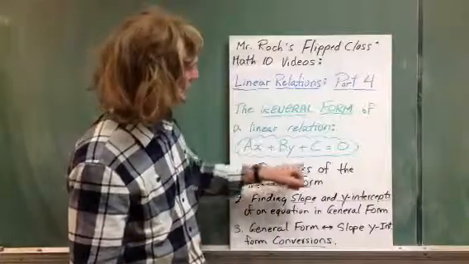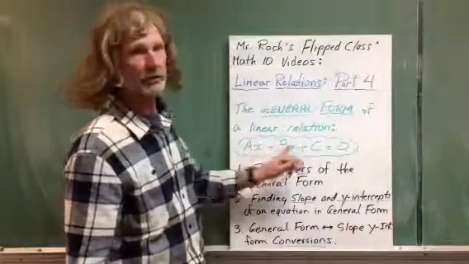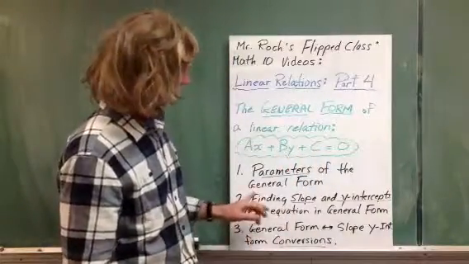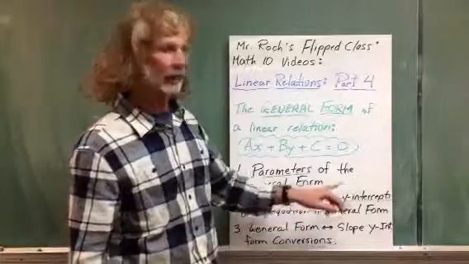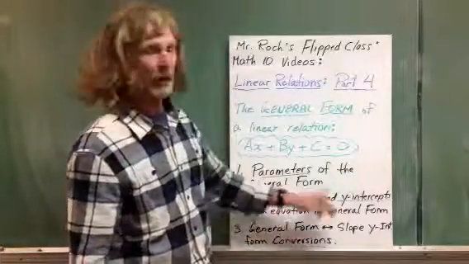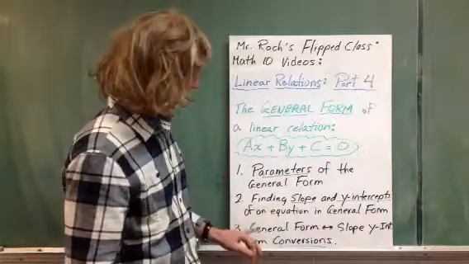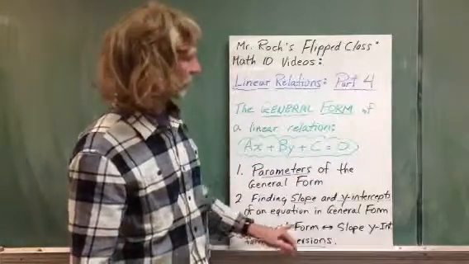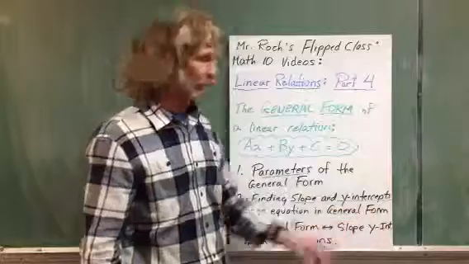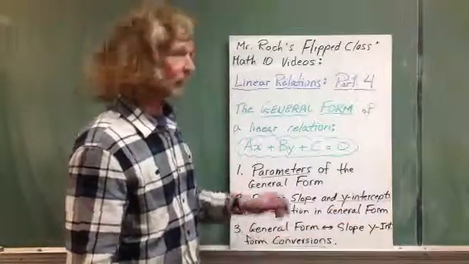First, we're going to be talking about the parameters of the general form. There are certain restrictions to a, b, and c. Secondly, we're going to be finding the slope and the y-intercept of an equation written in the general form. And third, we'll be doing general form to slope y-intercept form conversions. So here we go.